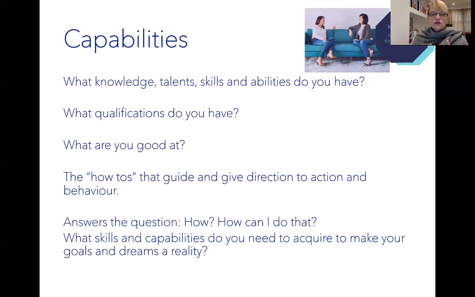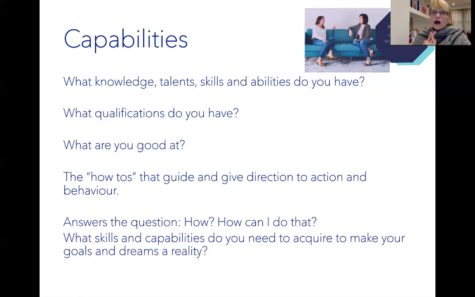And these are the how-tos that guide and give direction to our action and behaviour. Because if we're capable of something, if we're competent at it, we're more likely to do it. And the more we do something, the better we get, the more confident we get, and the more we do it. It's one of those reflexive loops that I continually talk about that operates within our minds. So capabilities answers the question, how? How can I do that?